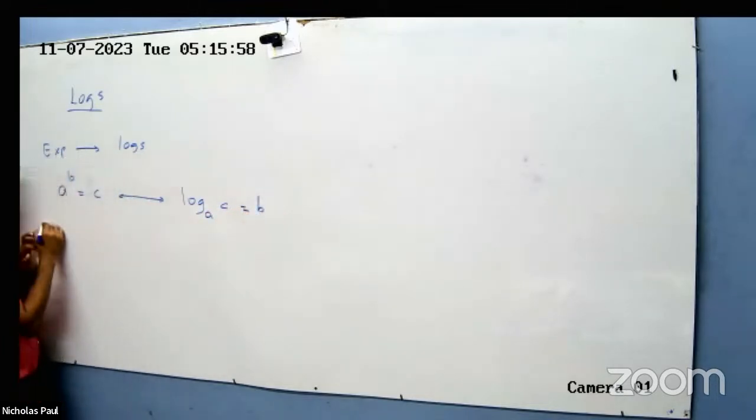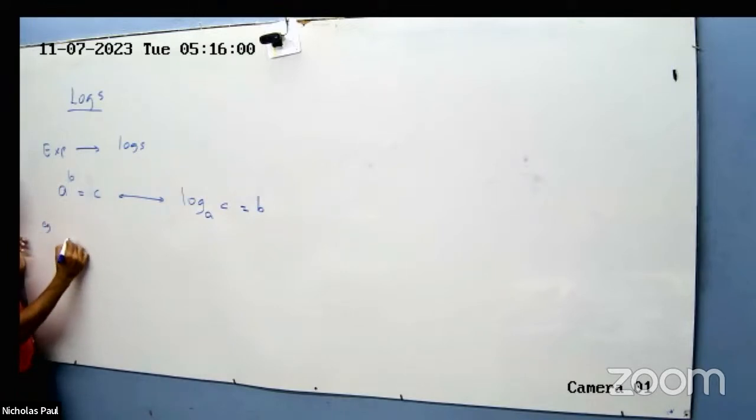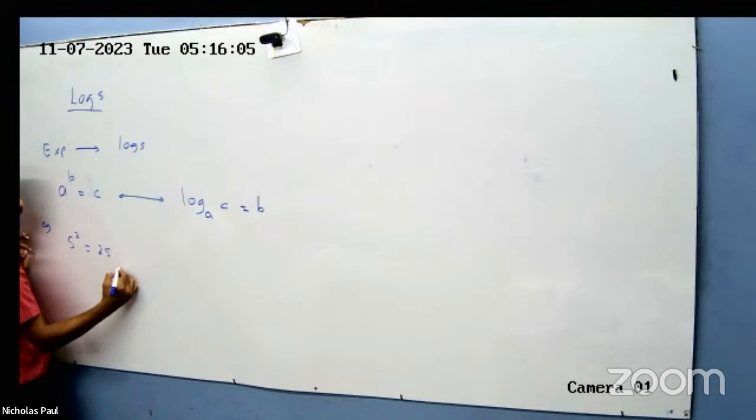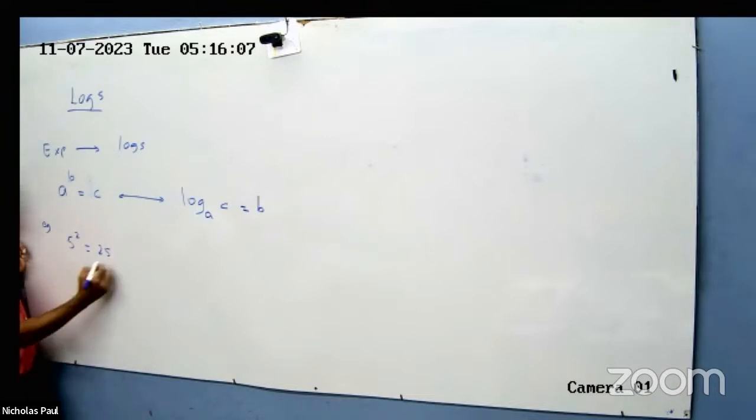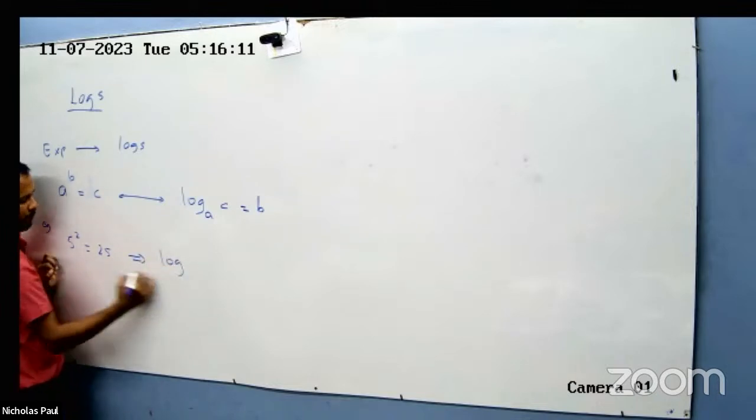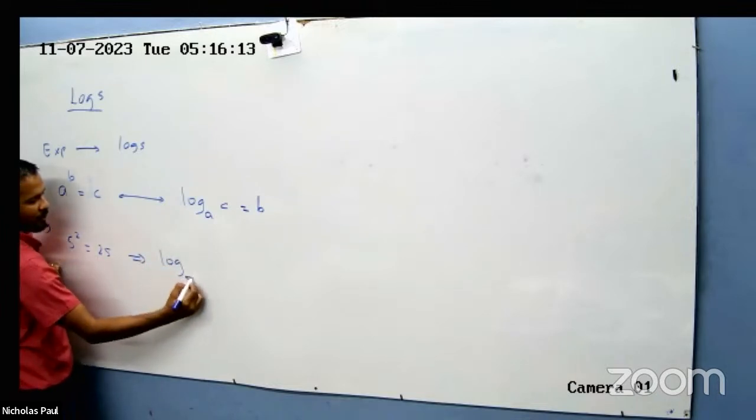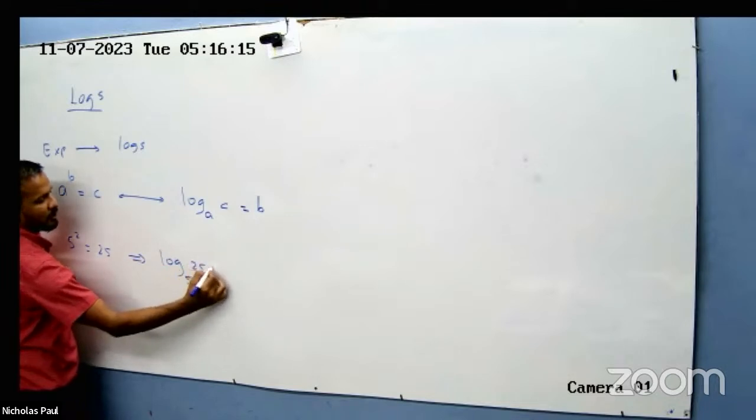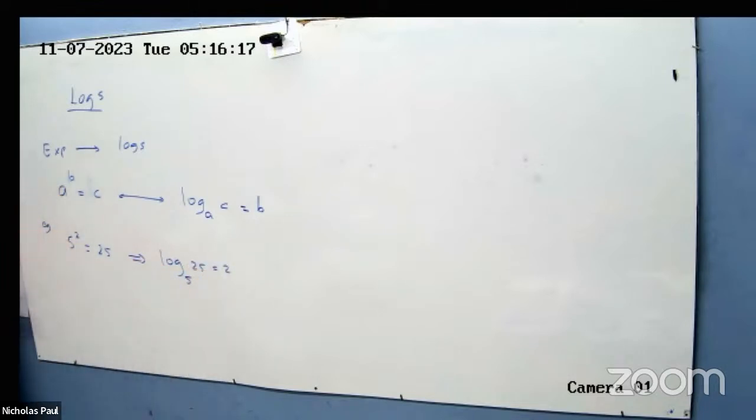All right, let's do something that we know. Let's say 5 squared is equal to 25. If we convert this to logs, this will be equal to log to the base 5 of 25 is 2. So we need to be able to convert from one to the next.